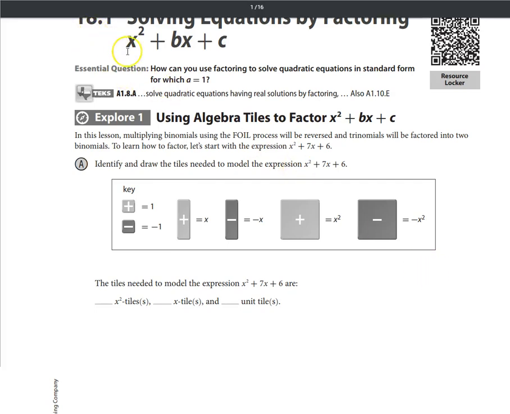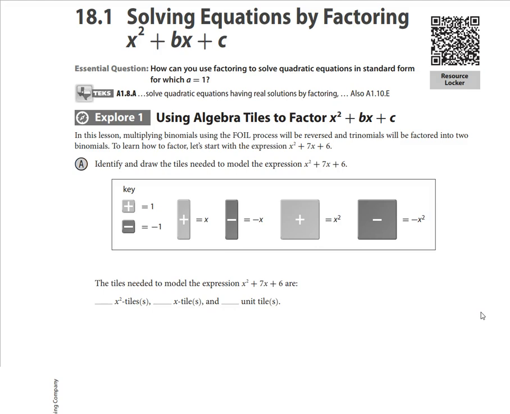Okay, so this is 18.1, solving equations by factoring x squared plus bx plus c. So we're going to factor these quadratic equations, and then we're going to use the zero product property to solve the equations. So we're going to factor first, and then use the zero product property to solve quadratic equations by factoring.